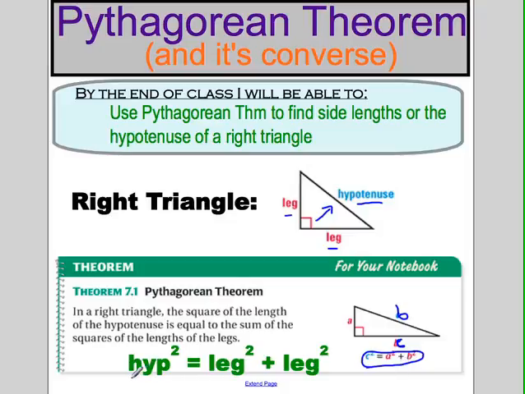So I try to think about it like this, just thinking the hypotenuse squared equals the leg squared plus a leg squared. That's really close to the way that Pythagoras, the inventor, actually wanted his formula to be said. So in a right triangle, the square of the length of the hypotenuse is equal to the sum of the squares of the lengths of the legs.